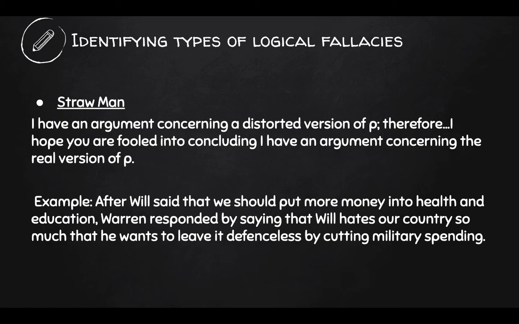The example that I put here says, after Will said we should put more money into health and education, Warren responded by saying that Will hates our country so much that he wants to leave it defenseless by cutting military spending. Right? Will said nothing about military spending. Warren used his information to jump to other conclusions and say, oh, well, if you want to put money into health and education, then we're going to have to cut money somewhere, so you must hate the military, right? So there's this limited choice idea in there that you're taking their information and twisting it, distorting it into something else, but there's also a personal component there as well in straw man.